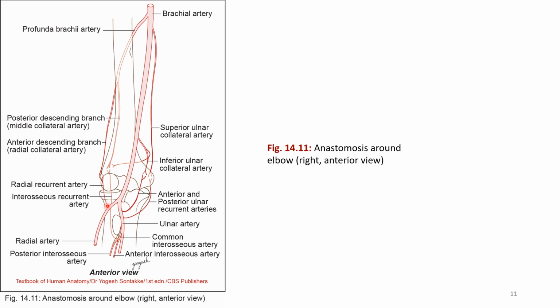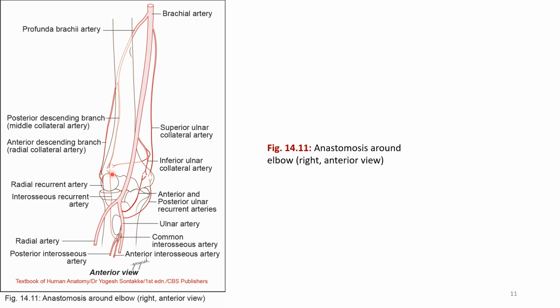Then behind the lateral epicondyle, as you can see here, the posterior descending branch, which is a branch from the profunda brachii artery, anastomoses with the interosseous recurrent branch of the posterior interosseous artery, which is a branch from the ulnar artery. So this is at the posterior aspect of the lateral epicondyle of the humerus.